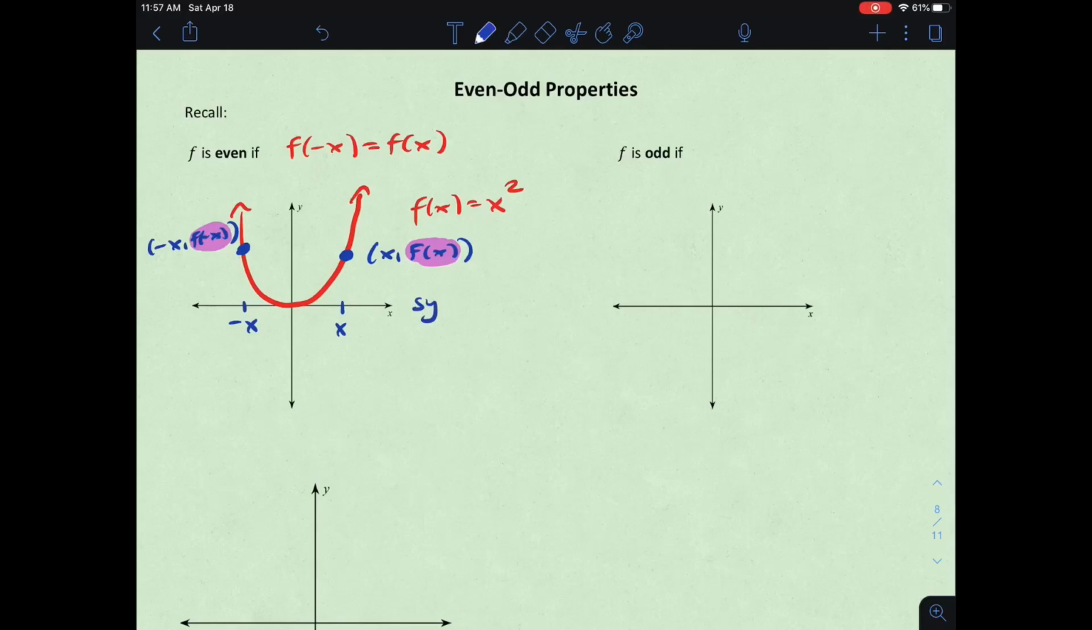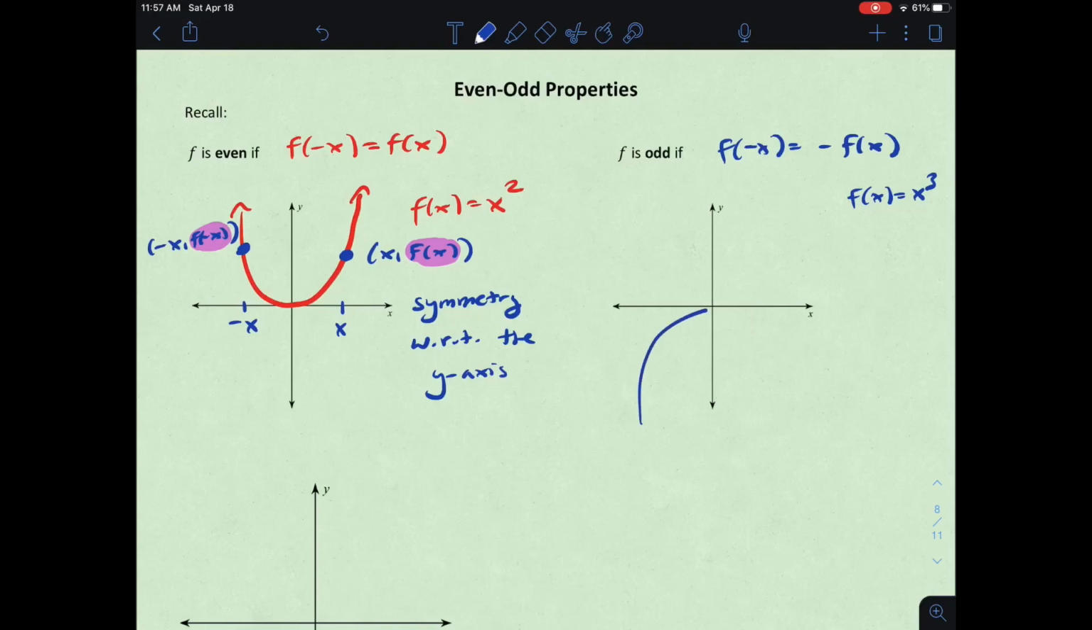Another thing to note is that even functions do have a type of symmetry where they will be symmetric with respect to the y-axis. Hopefully that kind of reminds you of even functions, right, when we talked about that in the first semester. An odd function, if you remember, is one for which f of negative x equals negative f of x. An example of an odd function would be x cubed.